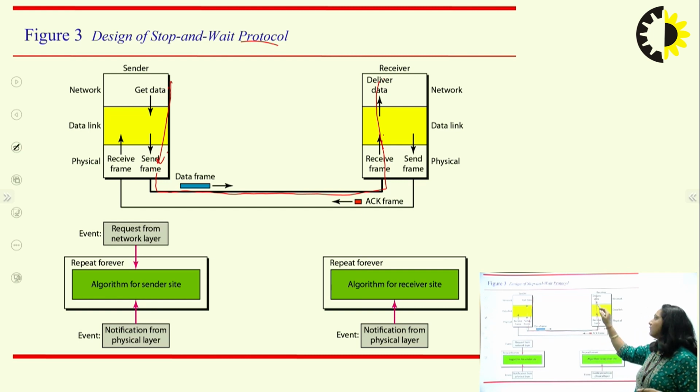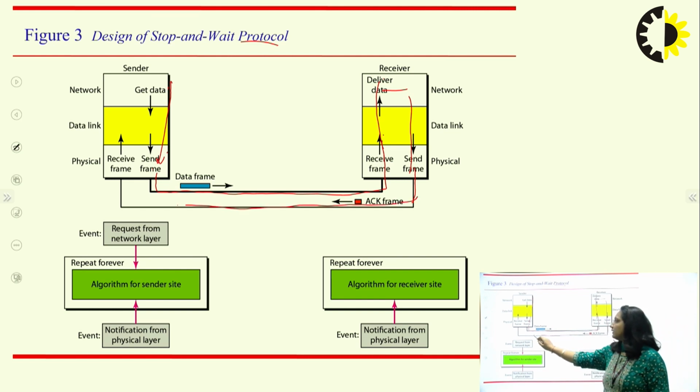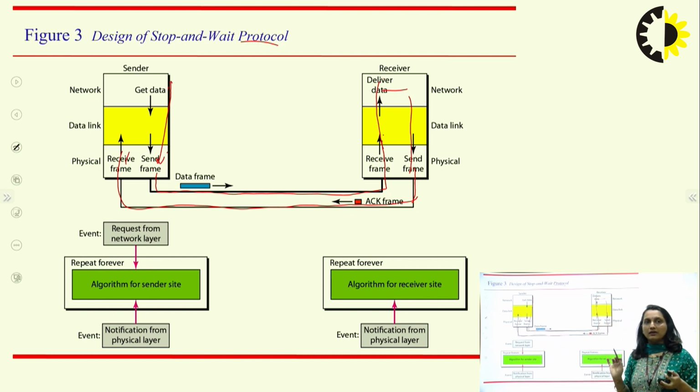When the data is delivered to the receiver, it sends a frame as an acknowledgement, saying that I have received your data and it is okay, it is not corrupted or lost. I am acknowledging it. Then at the sender side we see that our data is received, fine, and now we can send the next frame.